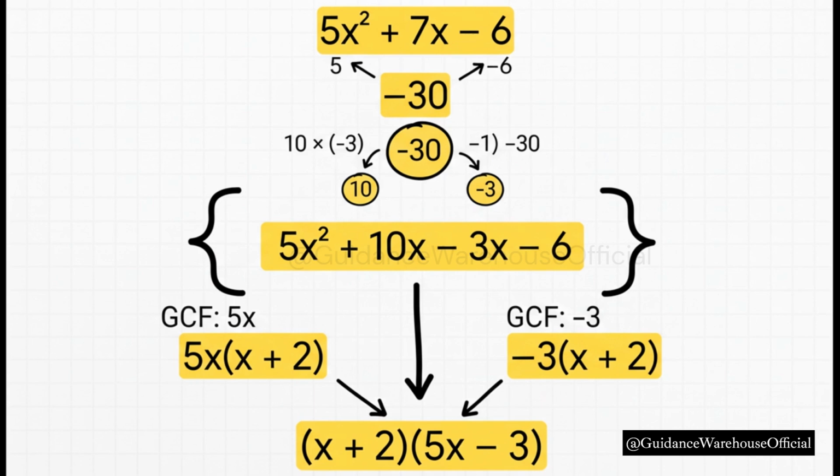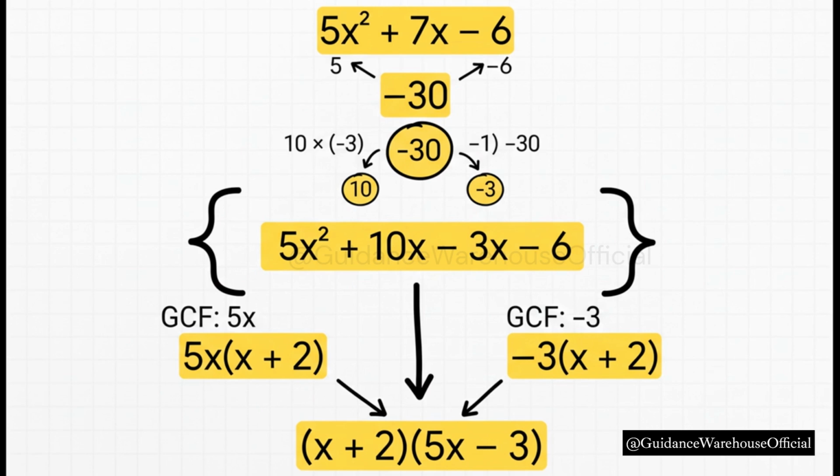Now for the puzzle. What 2 numbers multiply to negative 30 but add up to our middle number, 7? Let's think. Positive 10 and negative 3. Perfect. Now we use those to split the middle term. So 7x becomes negative 3x plus 10x. Now we've got 4 terms, so we group them into 2 pairs.